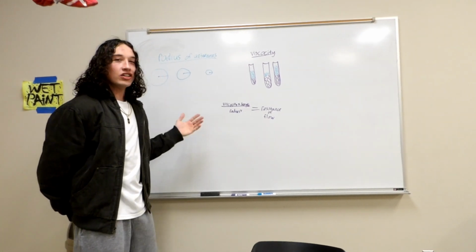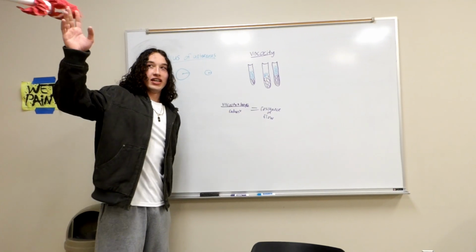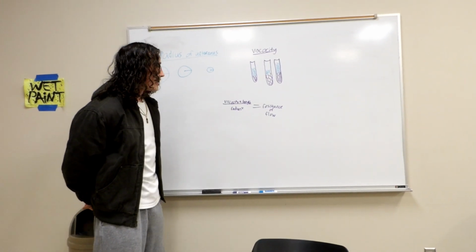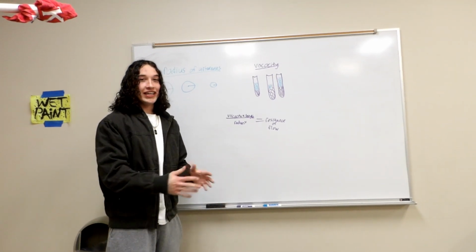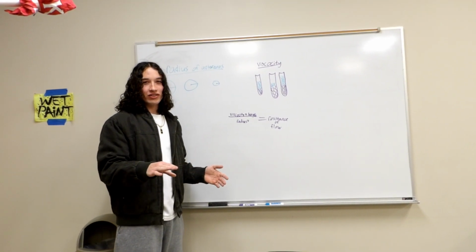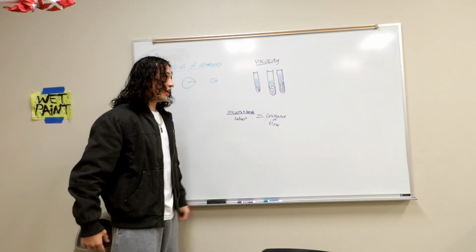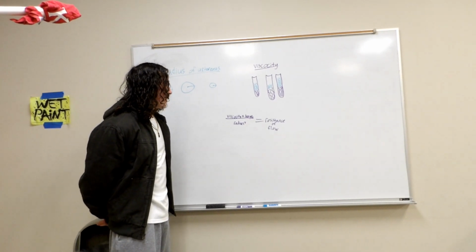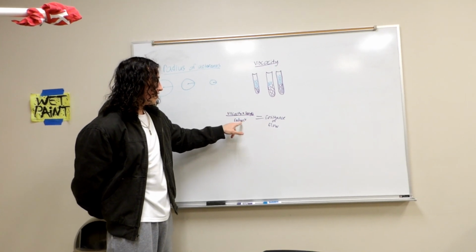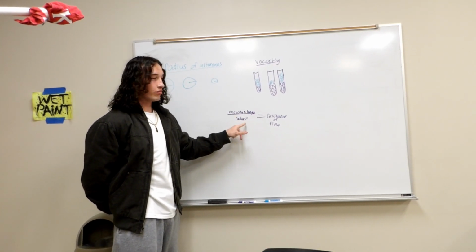Another thing not listed on this board is the length of the blood vessels, where the farther they get, the more resistance you have. You can't manipulate those unless it's by surgery, but the equation for resistance of flow is viscosity times length divided by radius to the fourth.